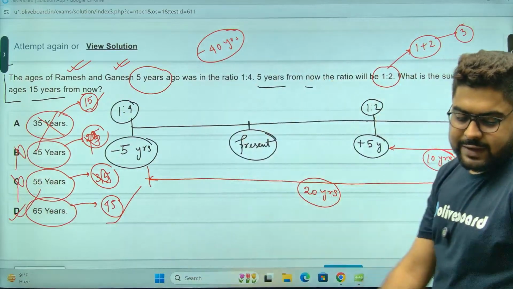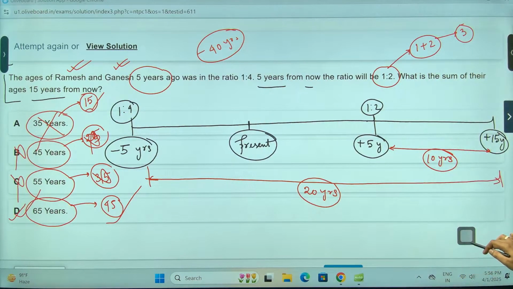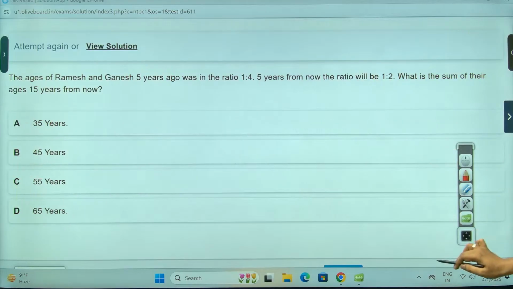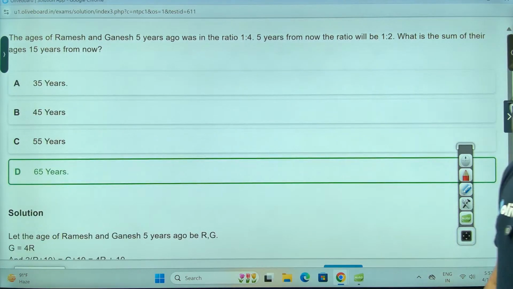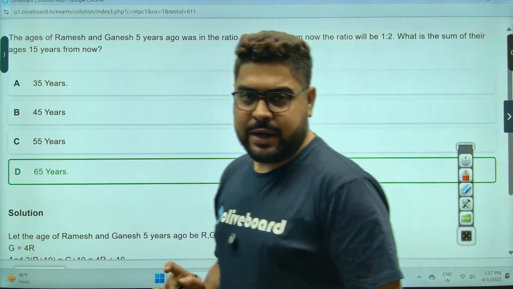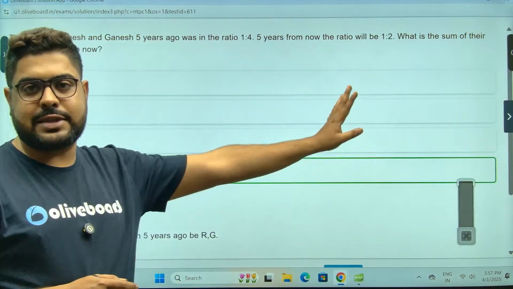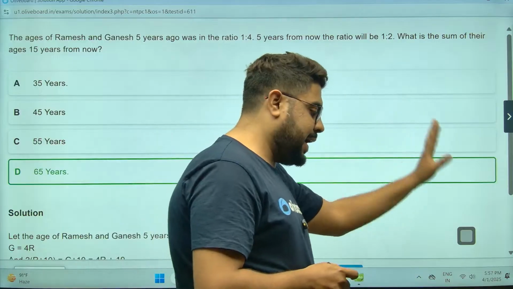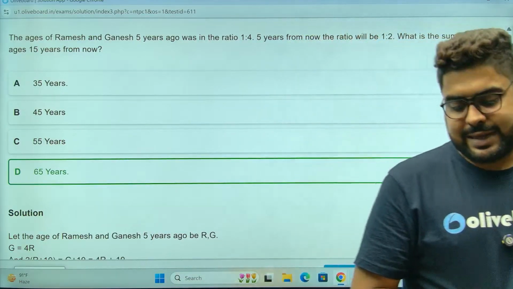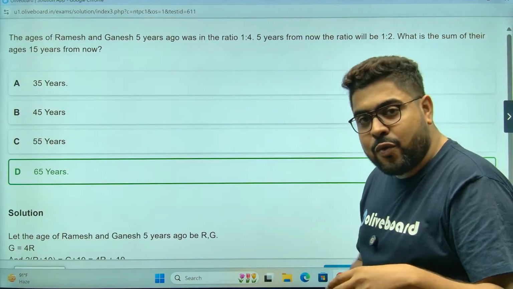You see, I have not solved a single line, and this is my answer. You got my point. Again, when you solve, you will not draw this diagram. I made this just so that I can make you understand. But this is one way to solve.